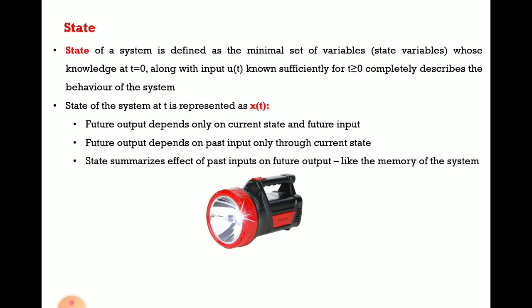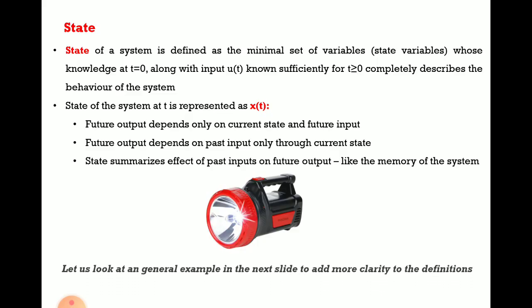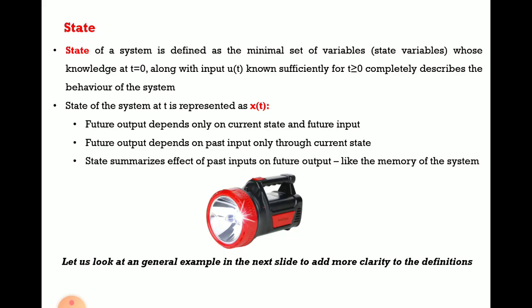But to consider all nonlinear effects, you might also need to know how many cycles the battery has gone through. But key point here is that you might expect a given linear model to accurately model the charge depletion behavior for a given number of cycles. But that model would typically change with the number of cycles. Let us look at a general example in the next slide to add more clarity to the definitions.